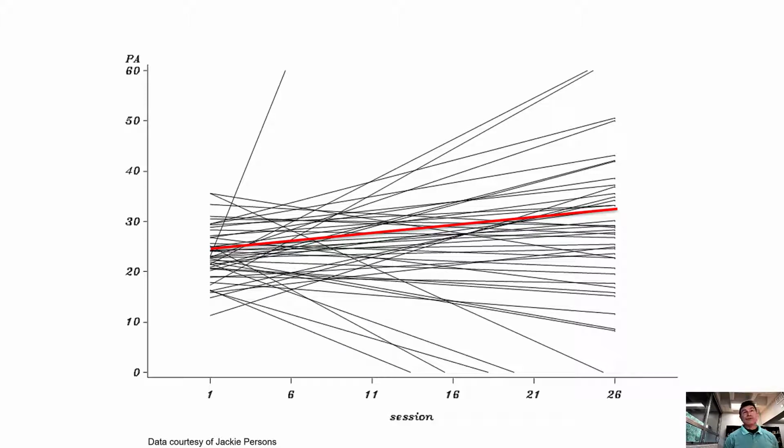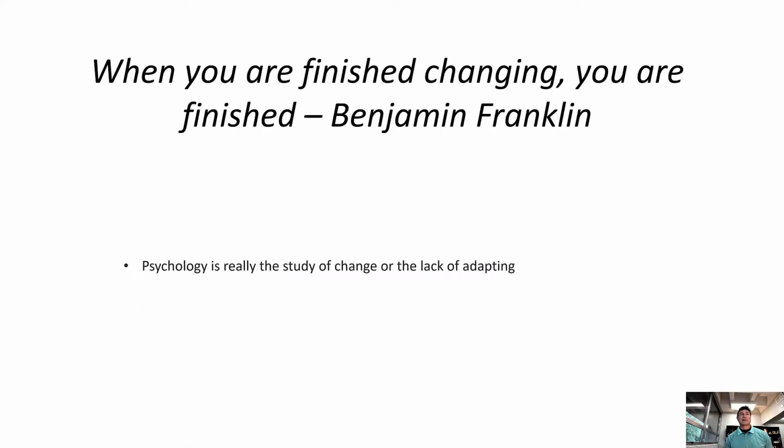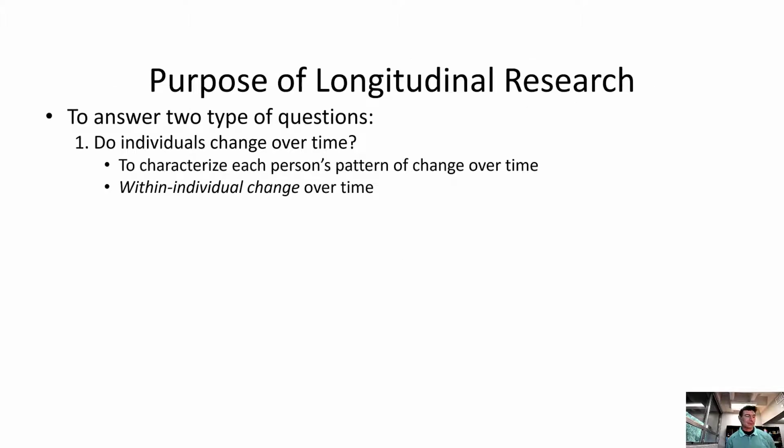So the average is useful, but it doesn't necessarily highlight one person or what's going on for everybody in therapy. That made me want to continue going down this path of individual differences in quantitative methods. I'd like to start with this quote from Benjamin Franklin. I just like this: when you're finished changing, you are finished. And really, when we're studying clinical psychology or psychology in general, we're studying change. We want to see people change, or the lack of change; the lack of adapting is important. So this is vital to really measuring what we want to do in therapy.